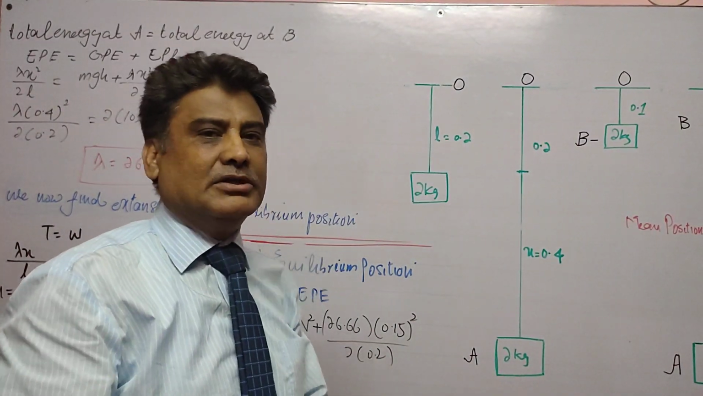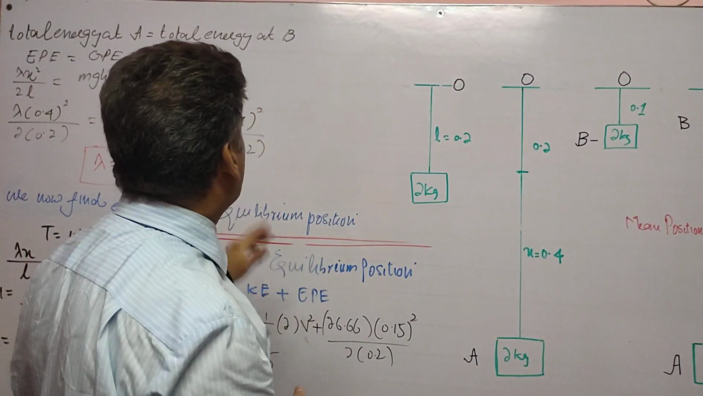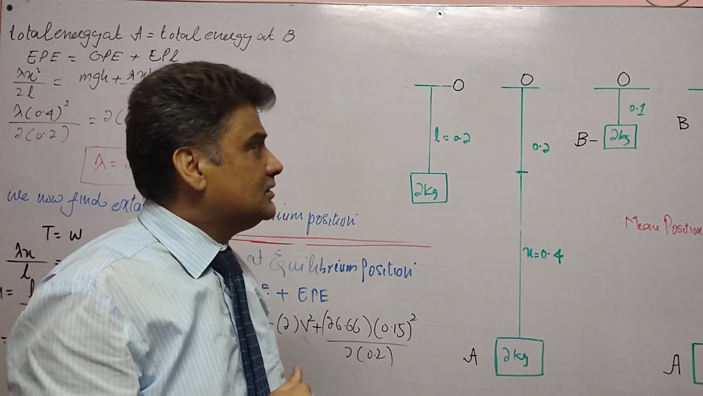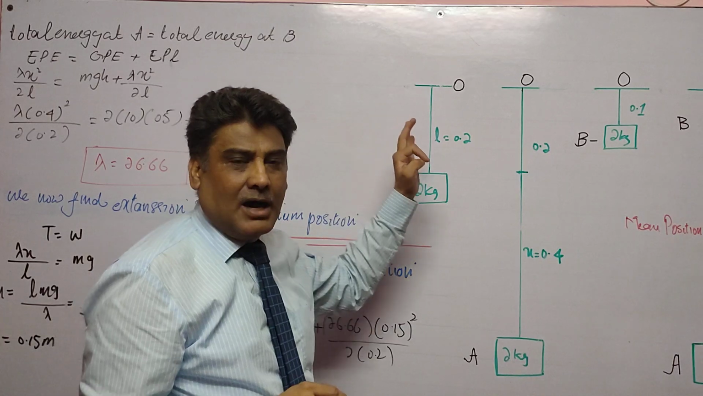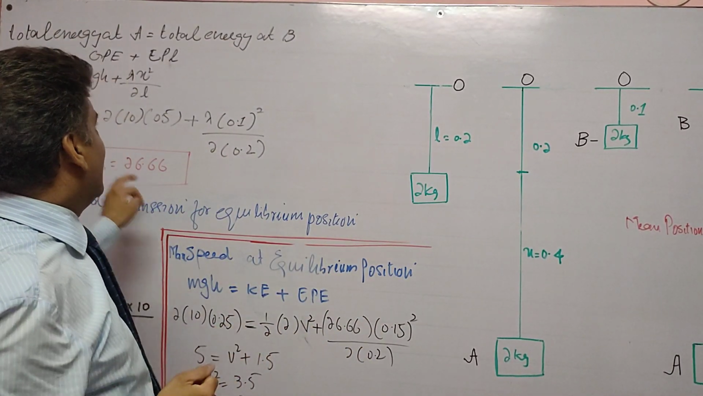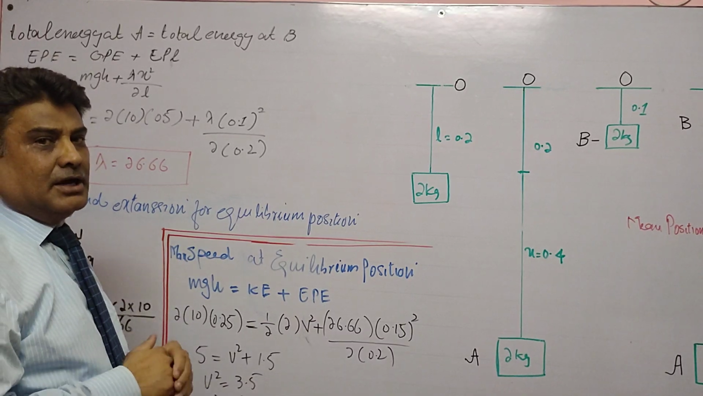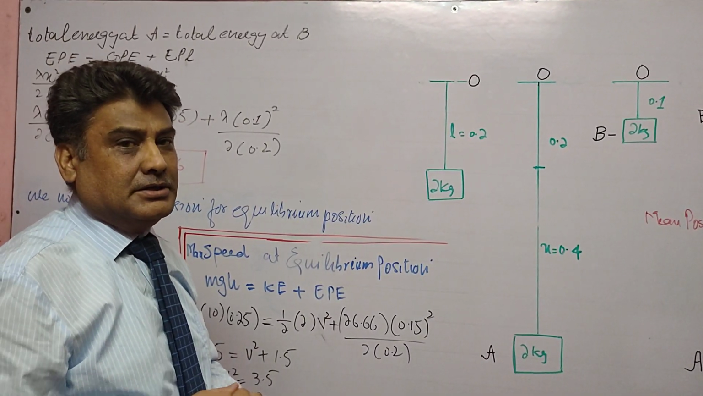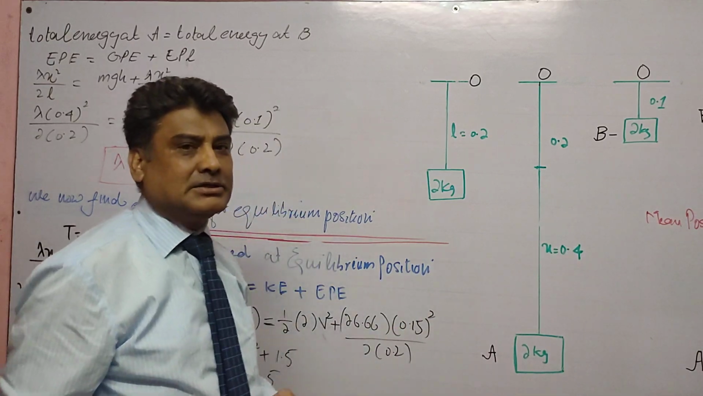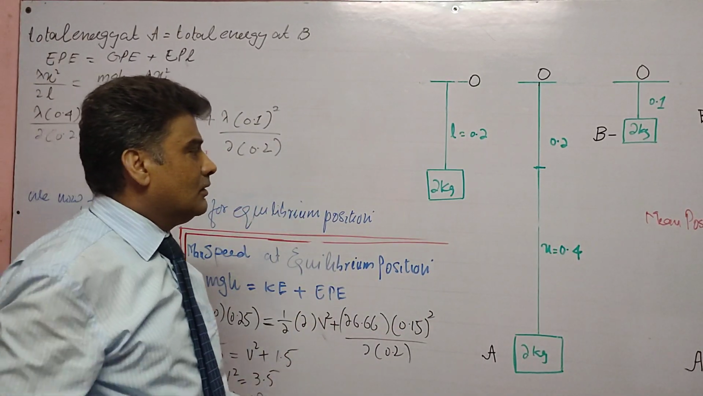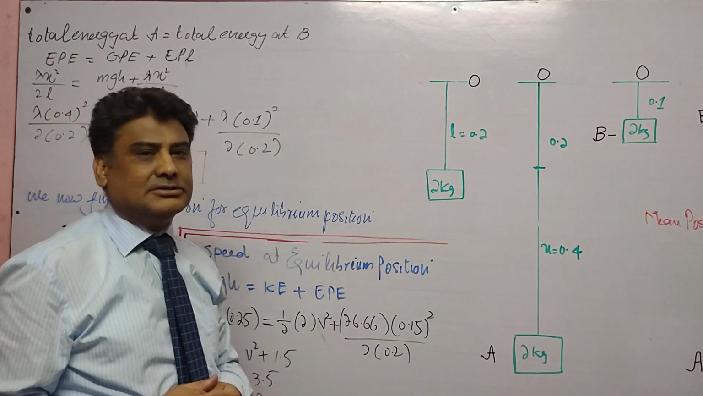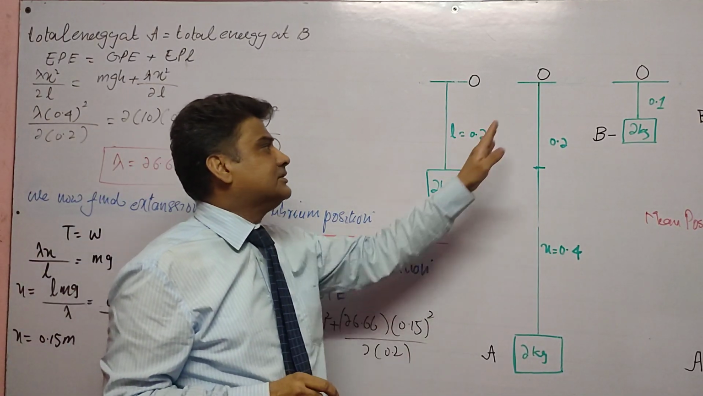Today in this video we will solve a very conceptual problem about Hooke's law. Given that a particle of mass 2 kg is attached to one end of a light elastic string having natural length 0.2 meter, the other end of the string is attached to fixed point O. The particle is now pulled from rest to the point A, I mean to say 0.6 meter below the point O.